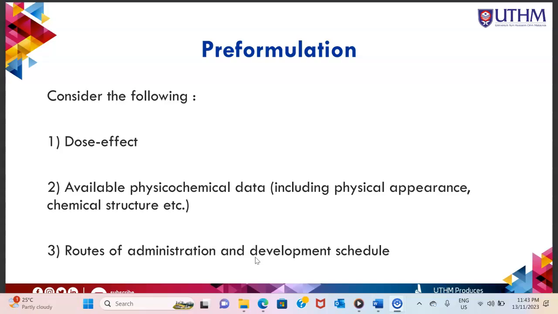I give you an example. For a drug intended for oral administration with a sustained release profile, pre-formulation studies would focus on developing a formulation that provides prolonged drug release. The development schedule consideration ensures that the formulation aligns with the overall timeline for drug development, including clinical trials as well as regulatory submissions.